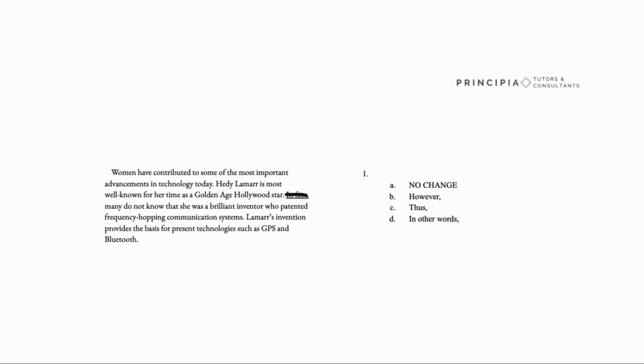Because these ideas are different, we can go ahead and eliminate all continuers, which include in fact or no change, and in other words, which further describes. We can also eliminate all cause and effect. So thus would be our cause and effect word, which would set up a consequential action. This process of elimination tells us that the answer will be B, however.